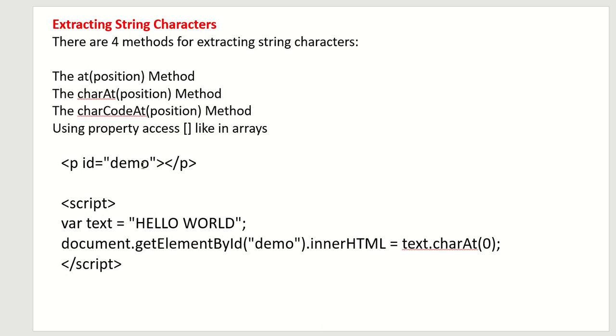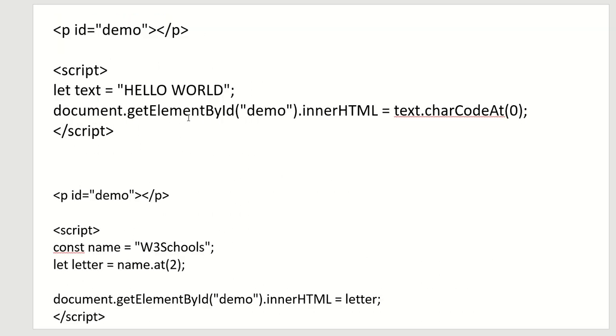So paragraph id equal to demo. Now text is what? Hello world. So text dot charAt of 0, that means at place number 0 which character is there. So index always starts from 0. So at 0 H is there, so it will print H. Then the second example is all about charCodeAt. It means at index number 0, whatever character is there, what is the Unicode ASCII code of that character? That means at 0 H is there, and the ASCII code for H is 72, so it will print 72.